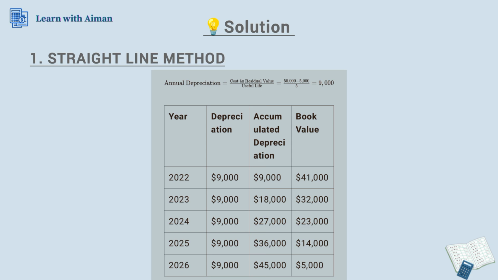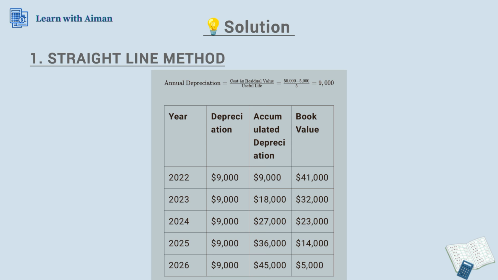In 2023, depreciation remains the same at $9,000, accumulated depreciation is 9,000 plus 9,000 equals $18,000, and the book value is $32,000 because we subtract the $18,000 from our $50,000. Then in the next year, 2024, depreciation is $9,000. Accumulated depreciation is 9 plus 9 plus 9 equals $27,000, and the book value is $23,000.